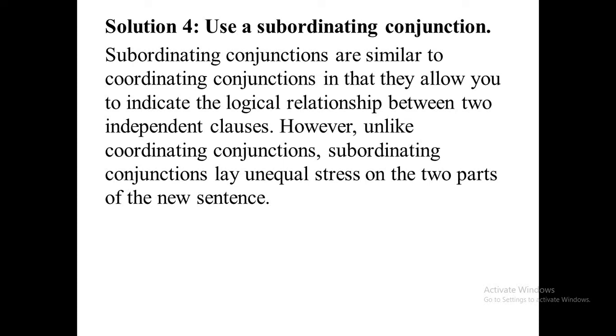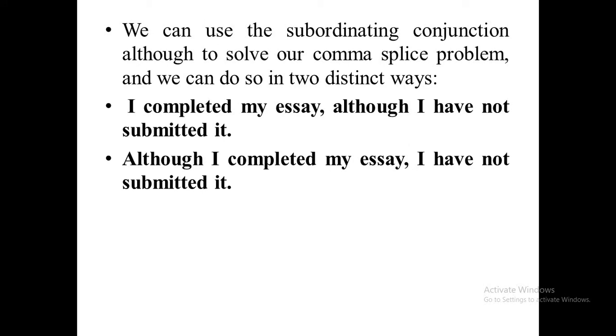Solution number 4 is to use a subordinating conjunction. Subordinating conjunctions are similar to coordinating conjunctions in that they allow you to indicate the logical relationship between two independent clauses. However, unlike coordinating conjunctions, subordinating conjunctions lay unequal stress on the two parts of the new sentence. We can use the subordinating conjunction although to solve our comma splice problem, and we can do so in two distinct ways. Now look at the example.